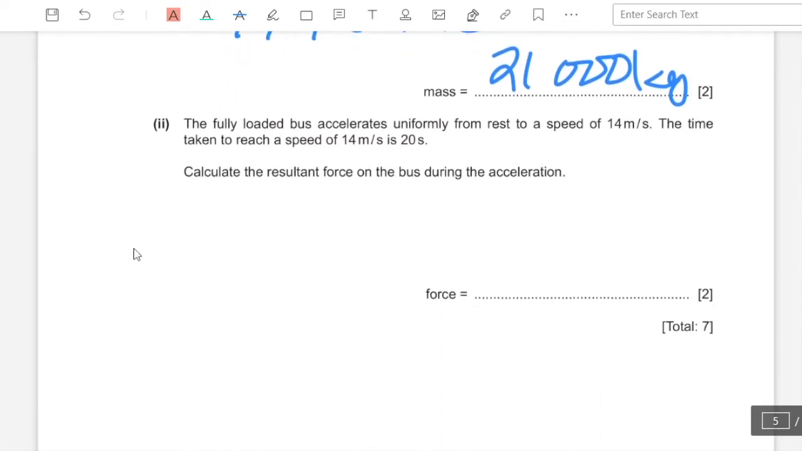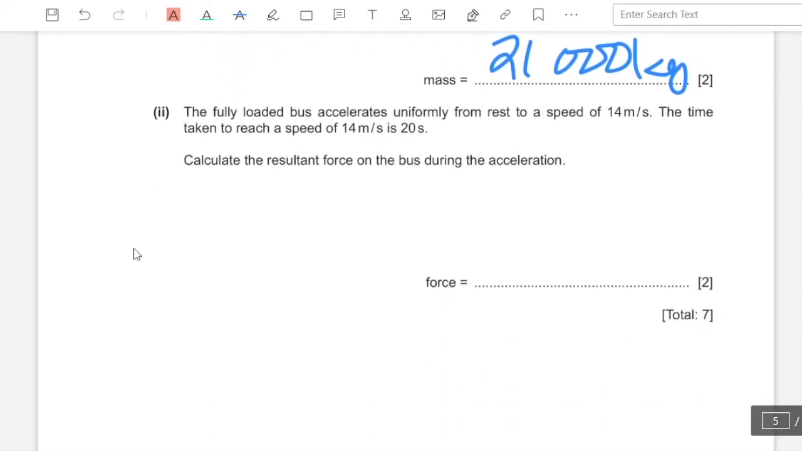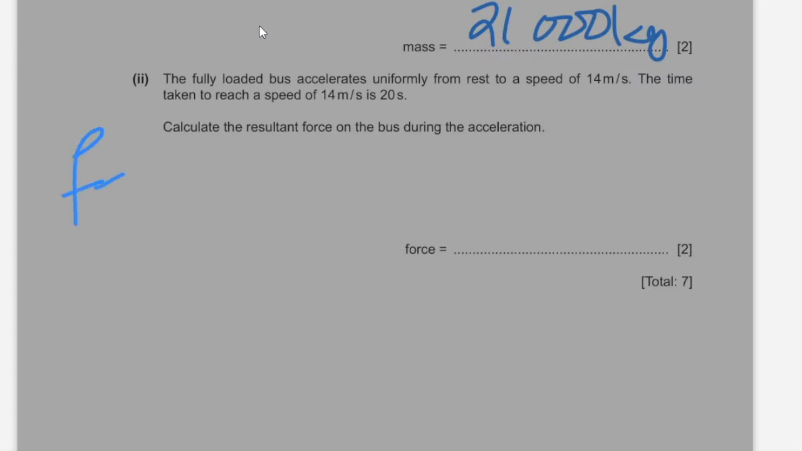2. The fully loaded bus accelerates uniformly from rest to a speed of 14 meters per second. The time taken to reach a full speed of 14 meters per second is 20 seconds. Calculate the resultant force on the bus during the acceleration. Right. So force is equal to change in momentum divided by the time taken, or mass into acceleration, which is the same thing.